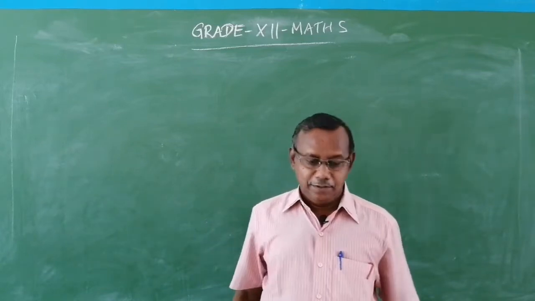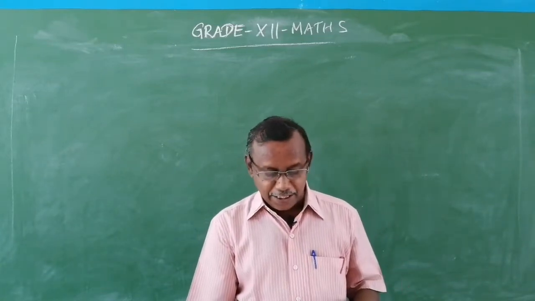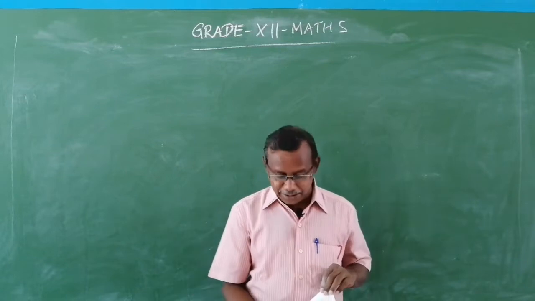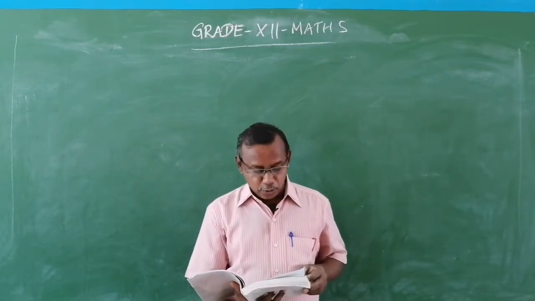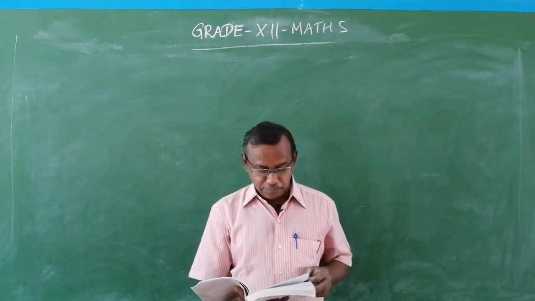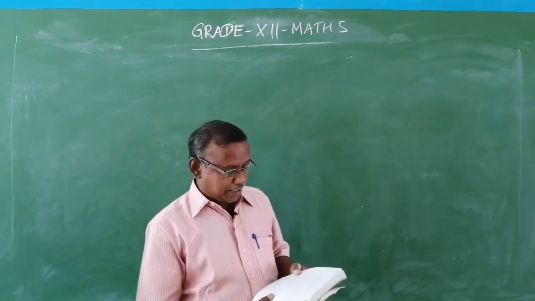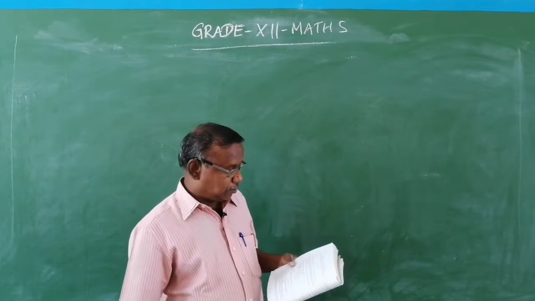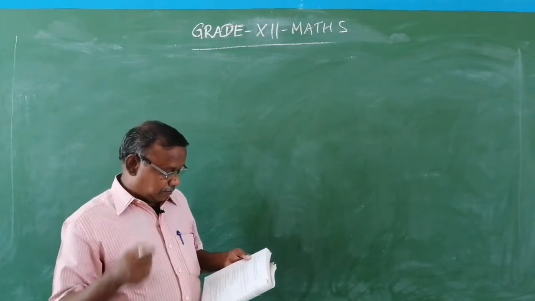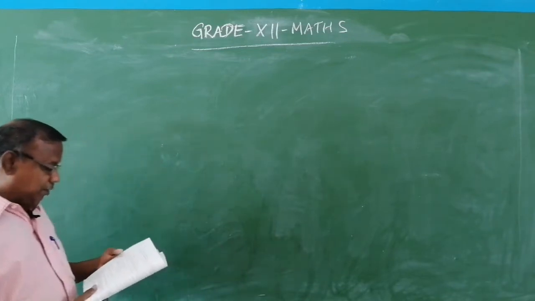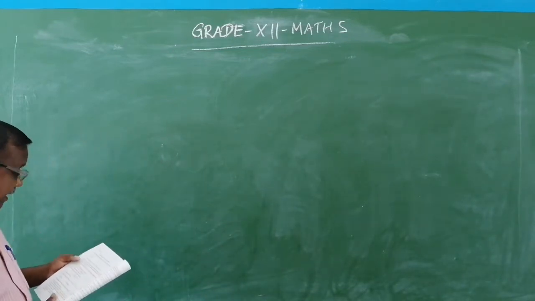Now we are going to solve the problems given in the miscellaneous exercise of this chapter, that is chapter 6. Please take your first volume mathematics book and go to page number 242. The first problem is out of our syllabus, so it is approximate value, which is eliminated from our syllabus for this board exam. So let me start with the second problem.